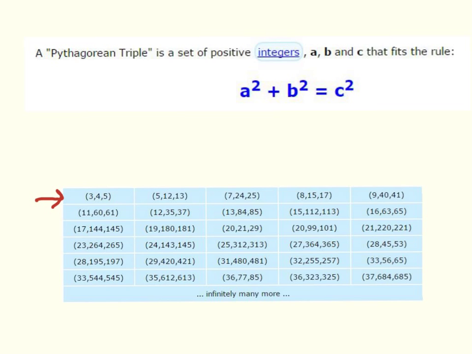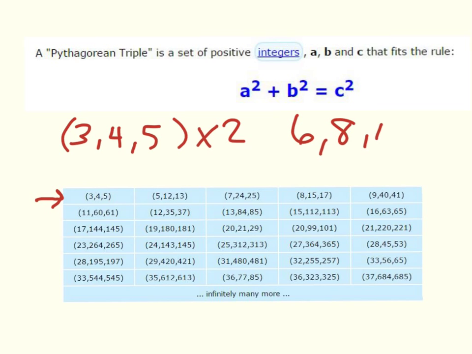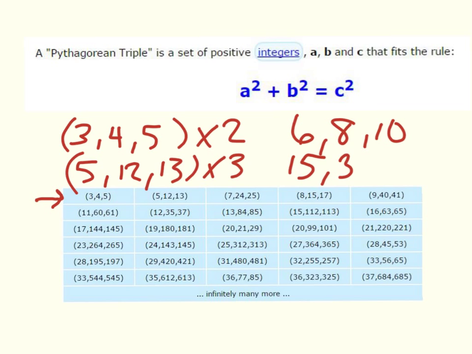Now, one thing to remember too is if you take a 3, 4, 5 and you give it a multiple, like times 2, you get 6, 8, 10. Well, guess what? That's a Pythagorean triple as well. If I take 5, 12, 13, and I triple it, that gives me 15, 36, 39. That is also a Pythagorean triple. These are going to be used commonly whenever you're working with Pythagorean theorem, and they're worth learning.